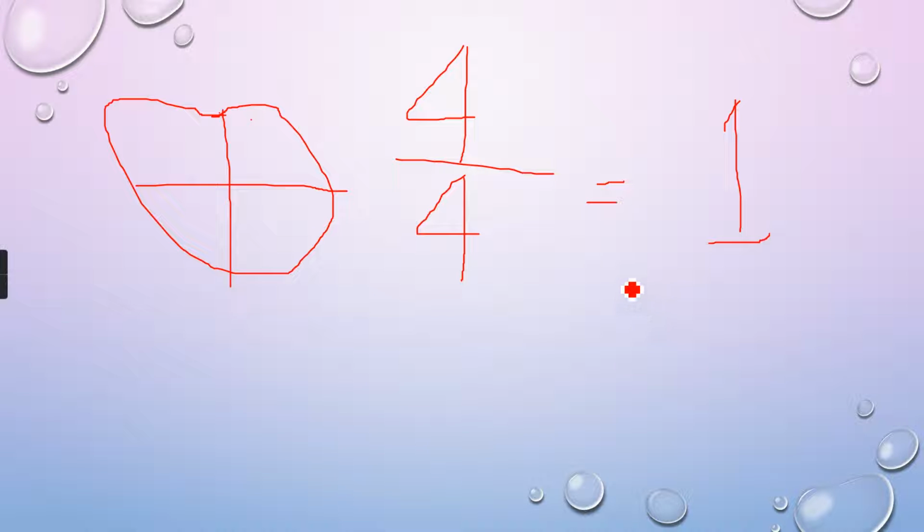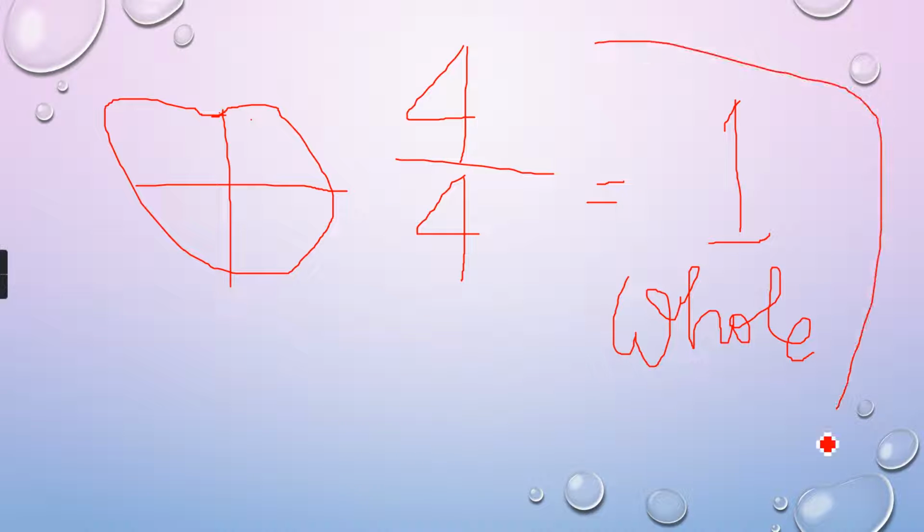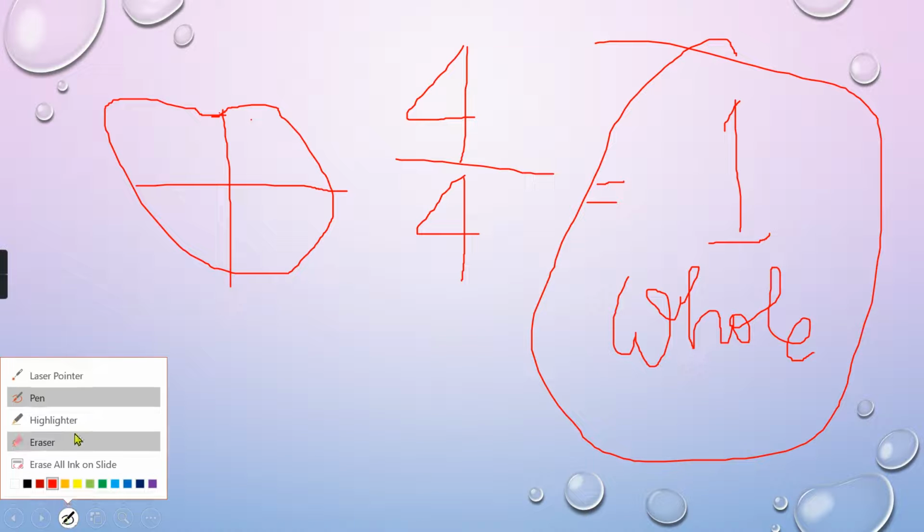Okay, 4 parts. 4 is left. And always remember, children, it is a rule. 4/4 is equal to 1 whole. So when the same number is there as the numerator and denominator, it means 1 whole. So there is 1 whole left. Right, there is 1 whole left.